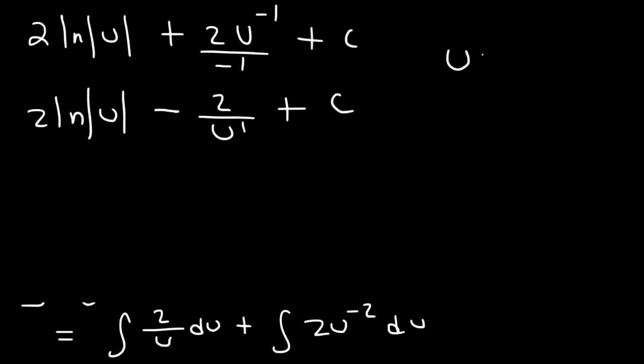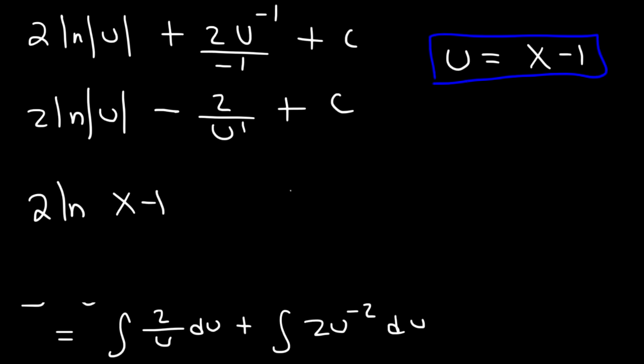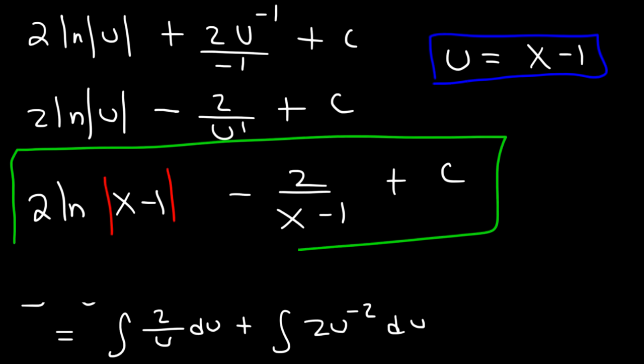And now keep in mind, we said that u is equal to x minus 1. So now we can replace it. So the answer is going to be 2 ln x minus 1 minus 2 over x minus 1 plus c. And so this is it. That is it for this problem.